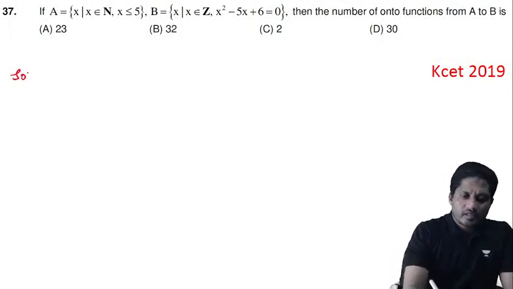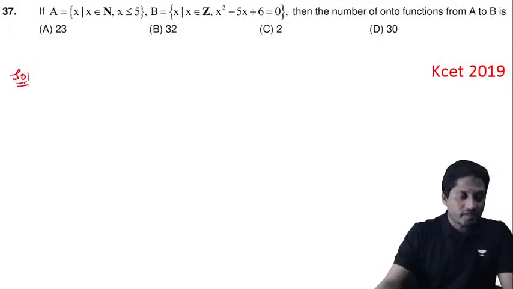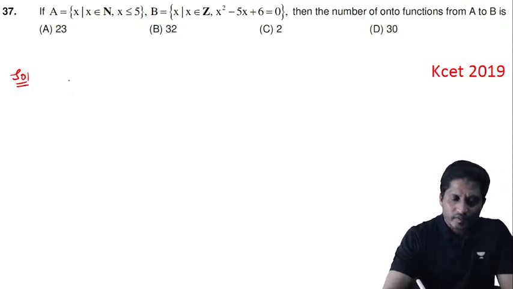Alright, now listen. Suppose set A contains m elements and set B contains 2 elements.